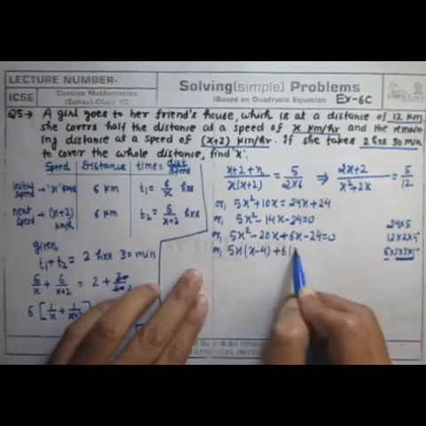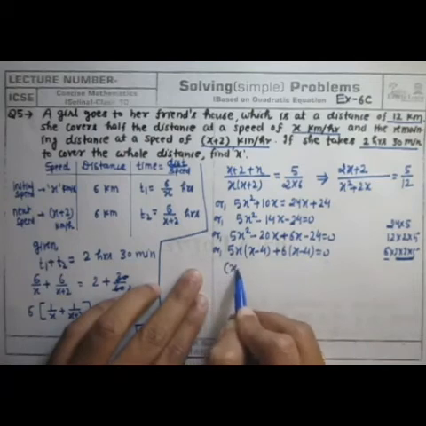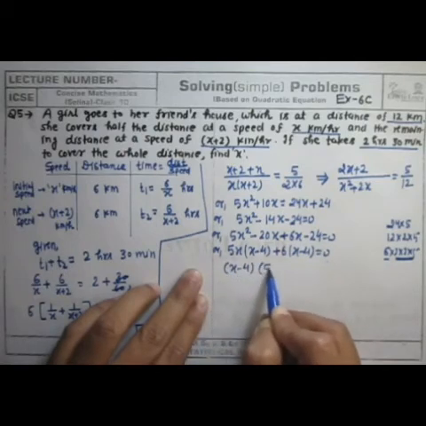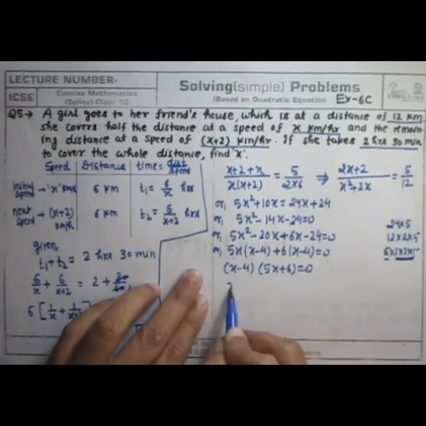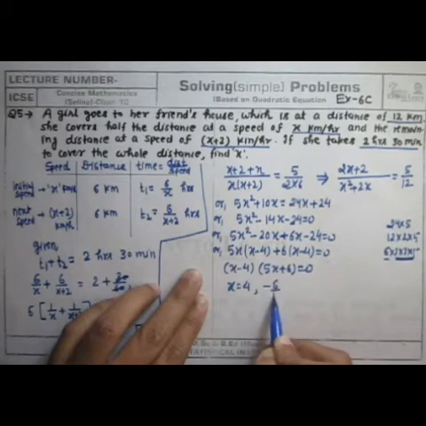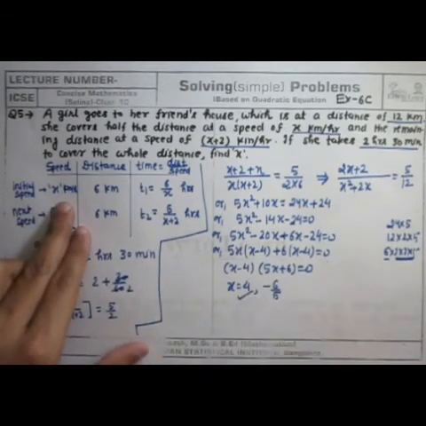Plus 6x minus 4 is equal to 0. So x minus 4 into 5x plus 6 is equal to 0. Therefore x is equal to 4 and minus 6 by 5. Because x is a speed, so it cannot be negative. So only this value is acceptable. Therefore value of x is 4. Answer.